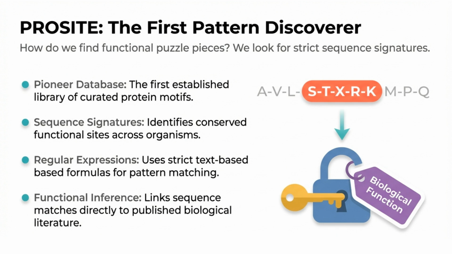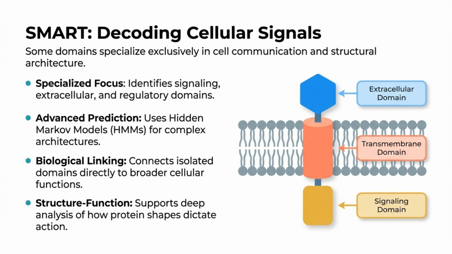However, not all proteins can be captured using simple pattern matching. More complex proteins require more flexible models. SMART is a database and analysis tool designed to identify signaling and regulatory domains in proteins. Unlike simple sequence pattern matching, SMART uses more advanced probabilistic models, including hidden Markov models. That makes it better at identifying domains, even when the sequence is somewhat variable.